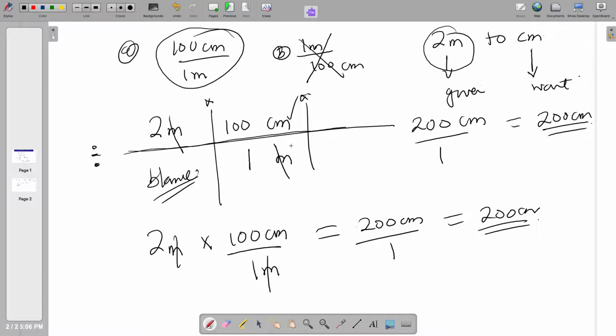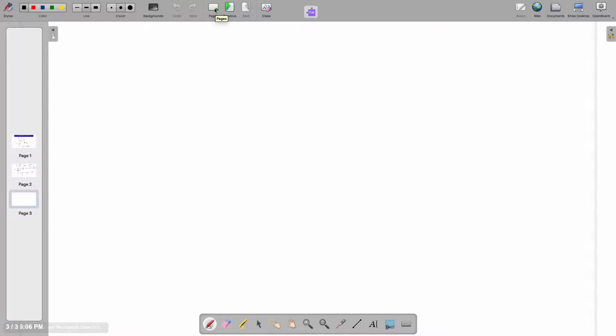So let's do another conversion. Let's say we want to convert 1 hour to seconds. So the units we are interested in are hours and seconds. But we know you cannot proceed directly from hours to seconds. You have to go through minutes.